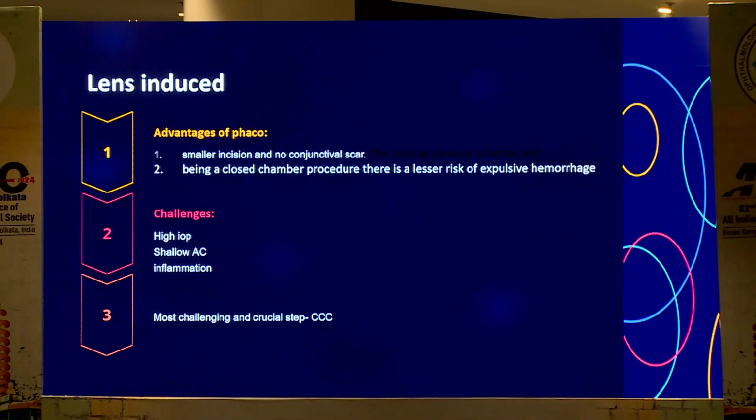Now the second situation where the IOP complicates surgery is in lens-induced glaucomas. We might still want to consider phaco in these cases because of the smaller incision and the sparing of the conjunctiva, which offers greater room for trabeculectomy at a later setting if required. And being a closed chamber procedure, the risk of expulsive also remains less. However, the most challenging aspect of managing such cases with phaco would be the performance of a CCC.